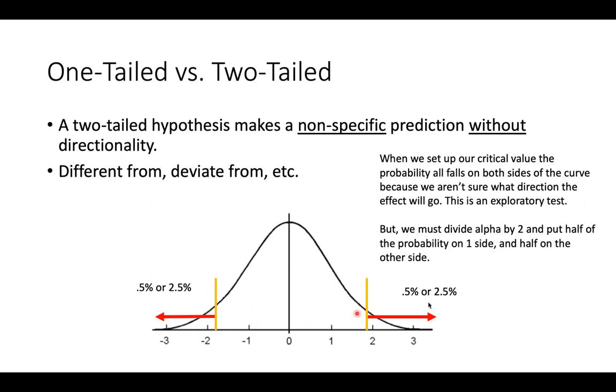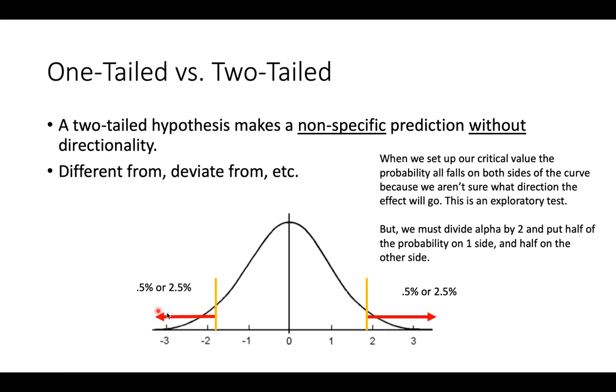Well, if we're going to give ourselves both sides of the curve, then if alpha is 0.05, both sides of the curve can't contain 5% of the population, because that would be 5% plus 5%, which would actually make alpha 0.10. We would be giving ourselves a 10% chance to be significant.